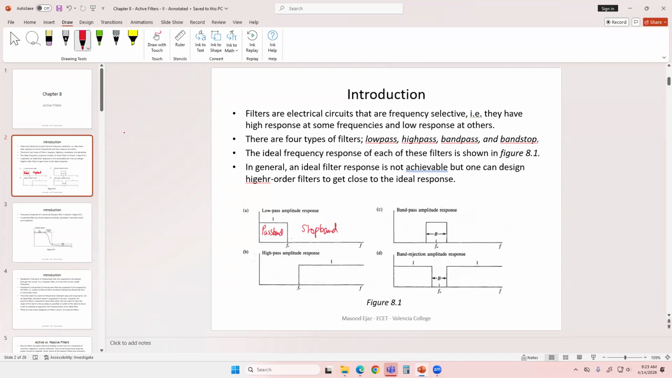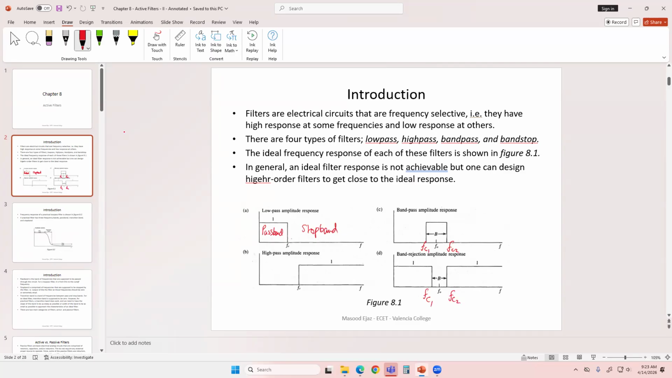And band pass has 2 cutoff frequencies. You have the lower cutoff frequency and the upper cutoff frequency. And the middle frequency is called the resonant frequency, which is generally represented by F0, which you see over here. So this is FC1 and FC2, or FCL and FCH. And likewise, a band stop has a cutoff frequency on the low side and a cutoff frequency on the upper side. And between these 2 cutoff frequencies, you have the stop band.